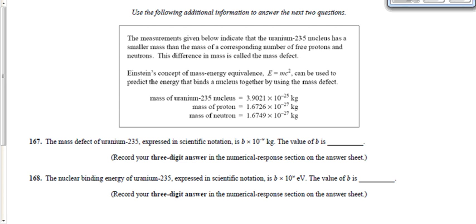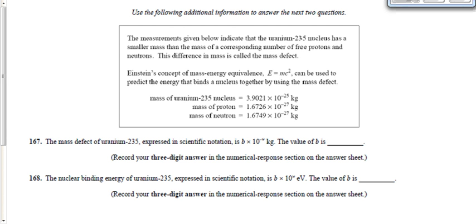All right, the question says the measurements given below indicate the uranium-235 nucleus has a smaller mass than the mass of the corresponding number of protons and neutrons. So look, we've talked about mass defect as being defined in a couple of different ways. One in the context of a single nucleus, one in the context of a reaction. We've done a couple of problems where we found the mass defect and therefore the corresponding binding energy in the context of a reaction, but now we're doing one in the context of a single nucleus. Here's the protons and neutrons, here's the nucleus, they weigh something different. Now, we want to find out what the mass defect of uranium-235 is.